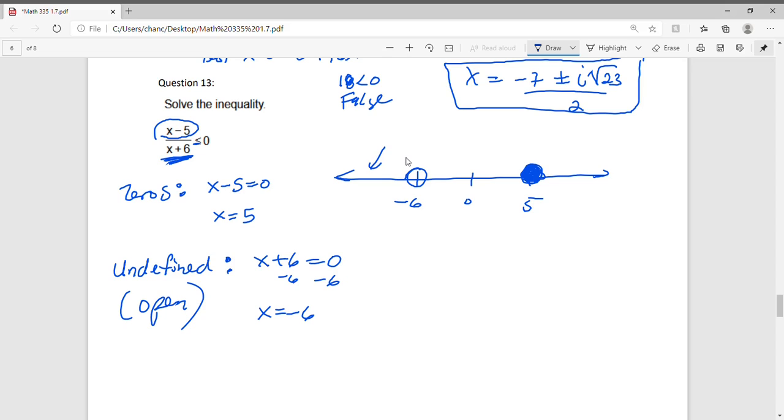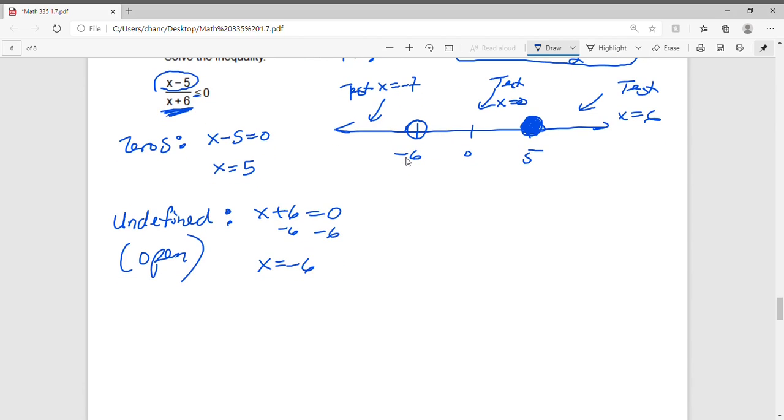So now we'll have to pick some test points. Anything I want between negative infinity and negative 6, I'm going to pick x equals negative 7. Anything I want between negative 6 and 5, let's pick x equals 0. Anything to the right of 5, let's pick x equals 6. Anything that you want, as long as it's in those regions.